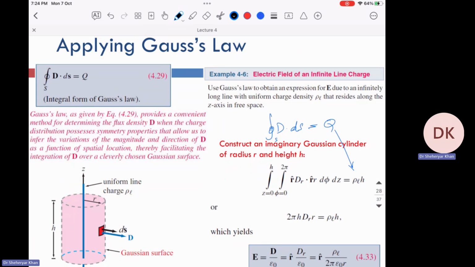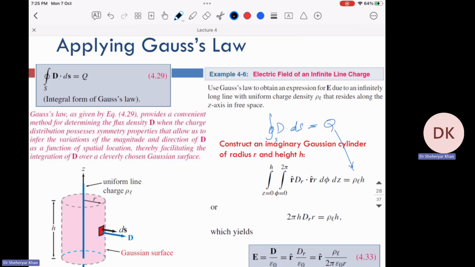Charge is equal to D dot dS, right? Now, charge is equal to rho L times h, the line density, because line density is charge per unit length. And if you multiply with the length, you will get the charge. So solve this integral for this shape. Remember, this is a cylinder, right? For a cylinder, dS is r dφ dz.